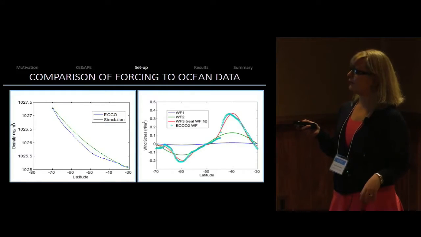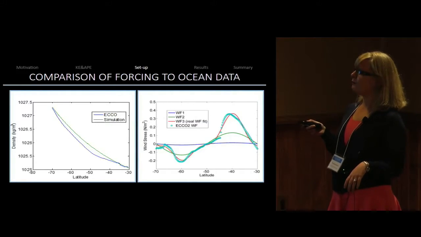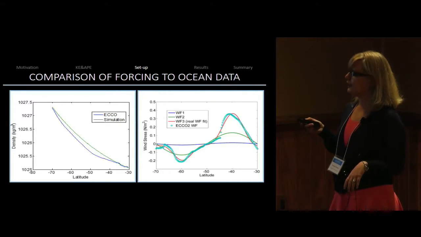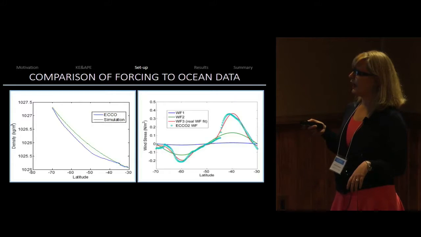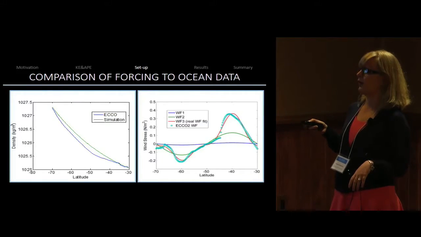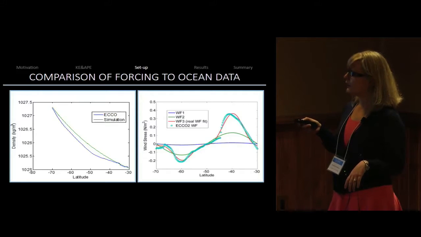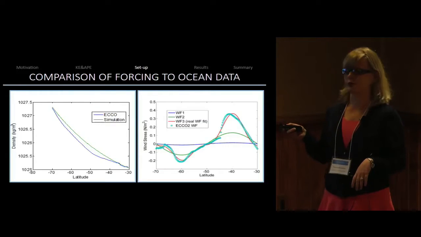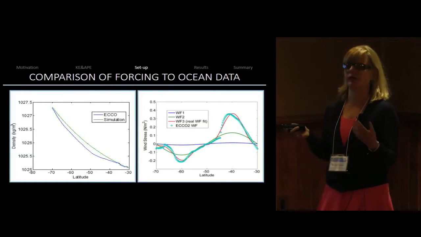And then I have several different types of wind profiles. These dots indicate what is happening in the actual ocean. I have this really weak case, labeled WF1. WF2 is a slightly stronger wind case, but not quite as strong. And then I have WF3, which is the fit to all these little dots. In this presentation, I will only focus on WF1 and WF2, because those are the ones that I have run so far.